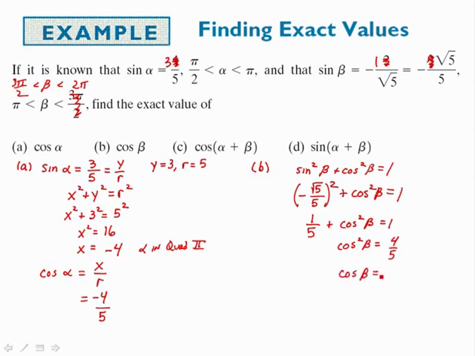So cosine of beta is plus or minus the square root of 4/5. Do I choose the plus or the minus? How do I know I choose the plus? I am in the fourth quadrant where the cosine function is positive. So I have 2 over the square root of 5, which is 2 root 5 over 5, and there you have it. Does this make sense?